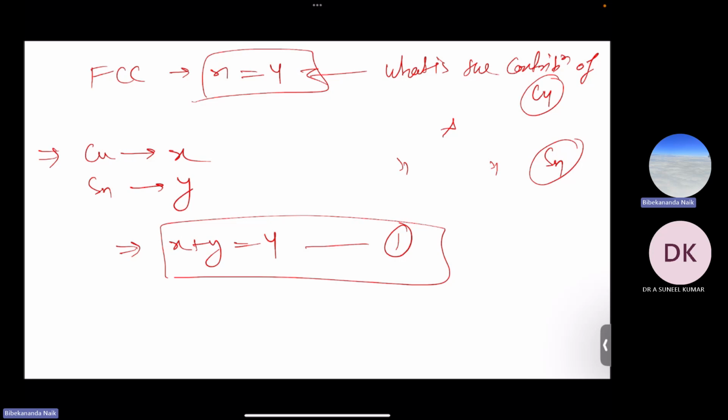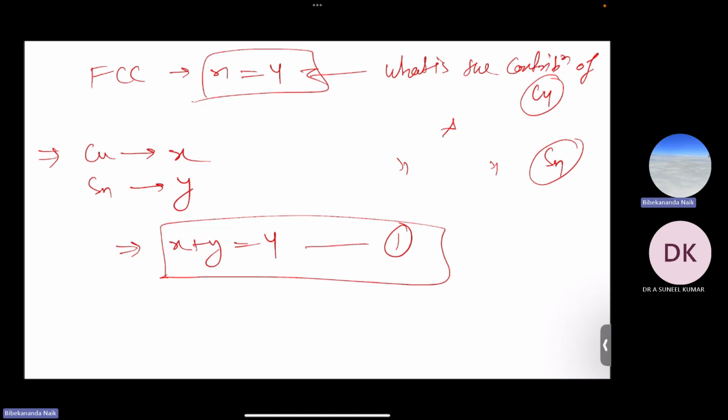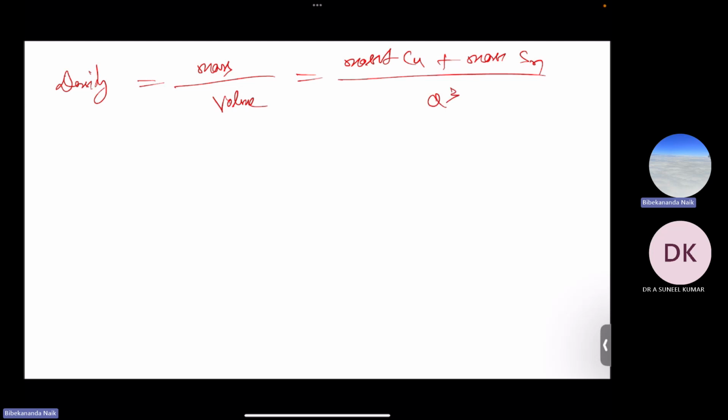So how can we get the other equation? We can get it from the density, because density is mass by volume. The volume is A cube, and A is given as 3.903 angstrom, and the mass we need to find out. The mass will depend upon the contributions. So density will be mass by volume, that is mass of copper plus mass of tin by volume A cube.